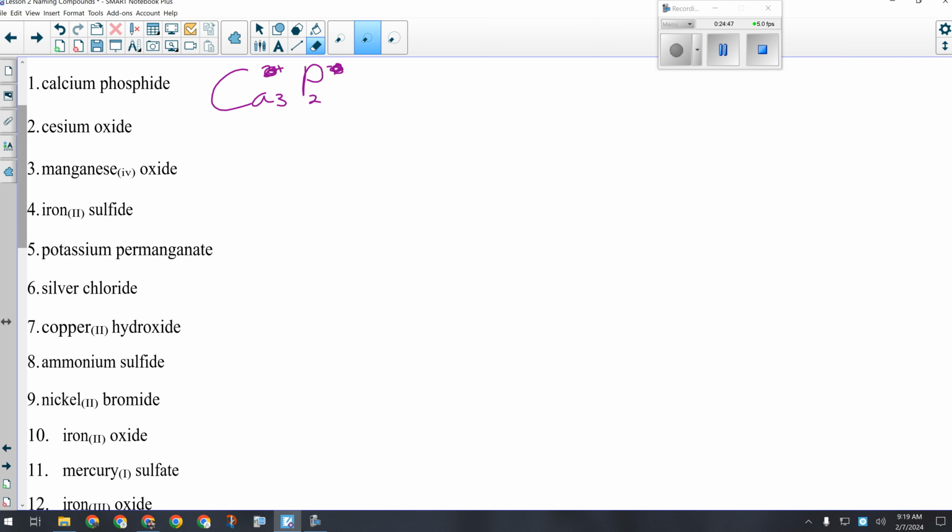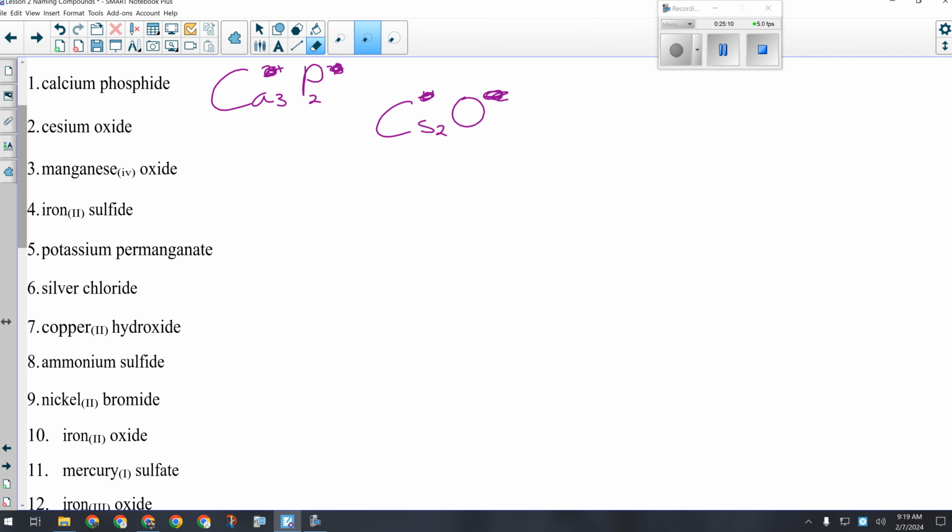For cesium oxide, so we'll have Cs. Is this ionic or molecular? It's ionic. Cesium is a metal as well. And it's a +1, right? And it is with oxygen, which is a -2. Drop and swap. 1 goes there. We don't write 1s. Cs2O.